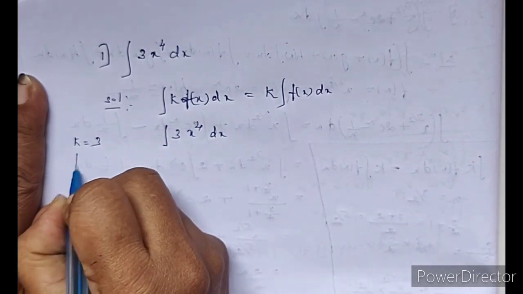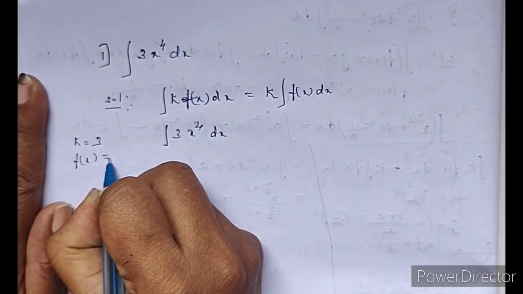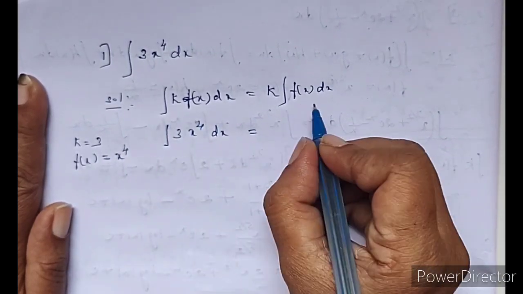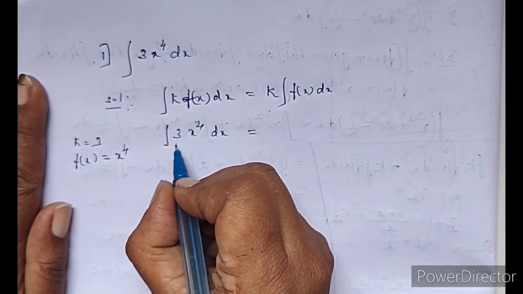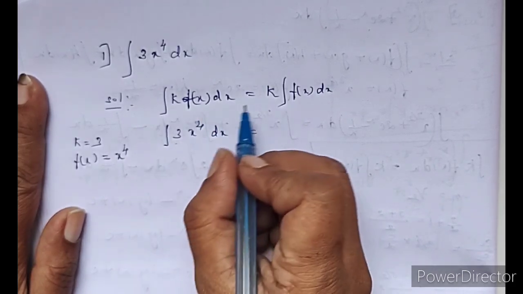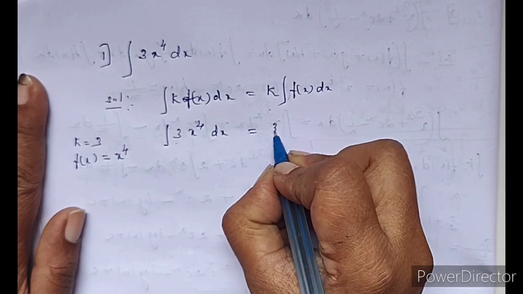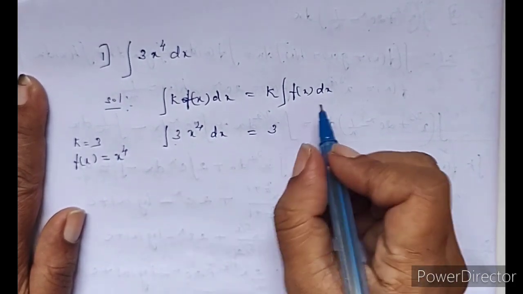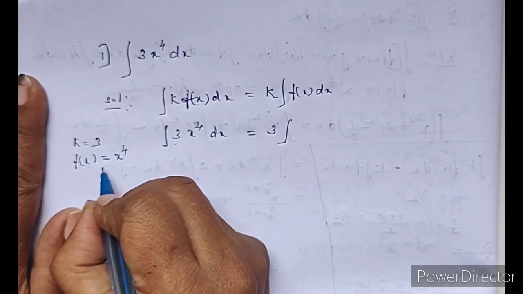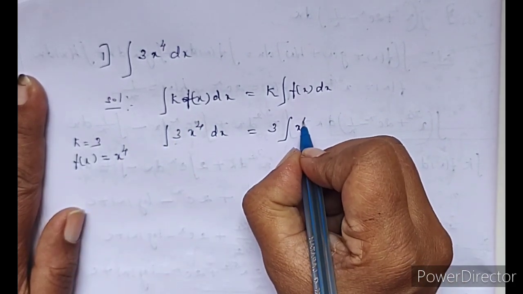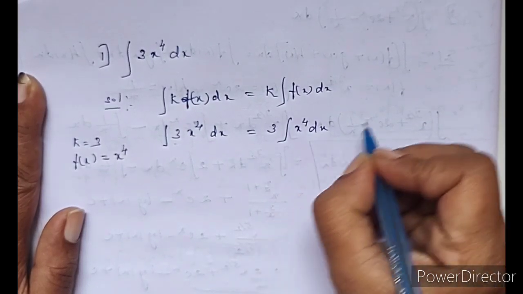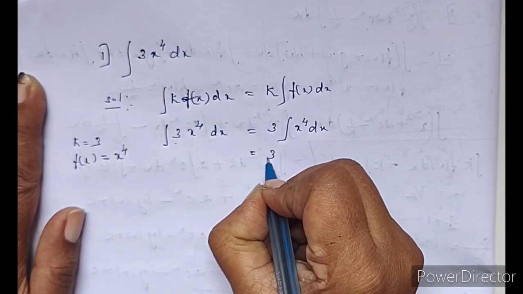So what is f of x? f of x is equal to x to the power of 4. Apply this property of integration here. The constant 3 is taken outside the integral, so you write 3 outside and integrate that function. What is that function? The function is x to the power of 4, so x to the power of 4 dx. Now that is equal to 3, which is a constant, times the integral.